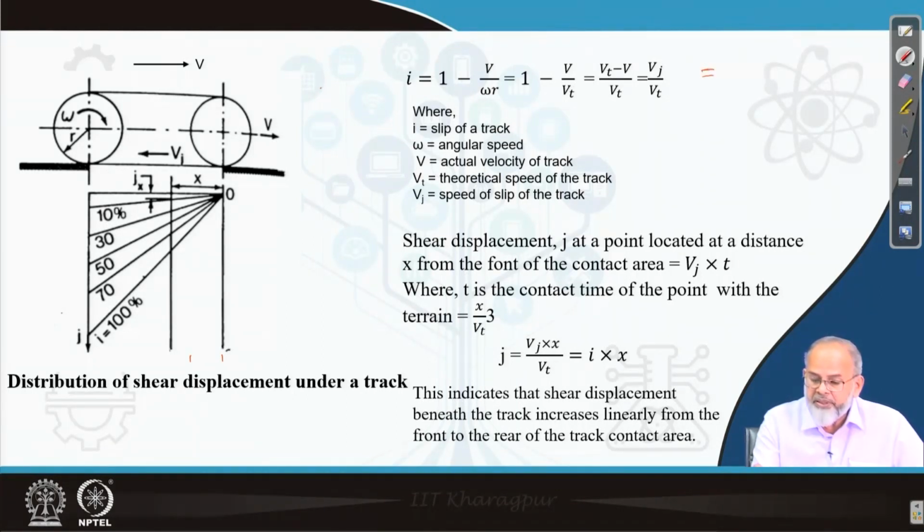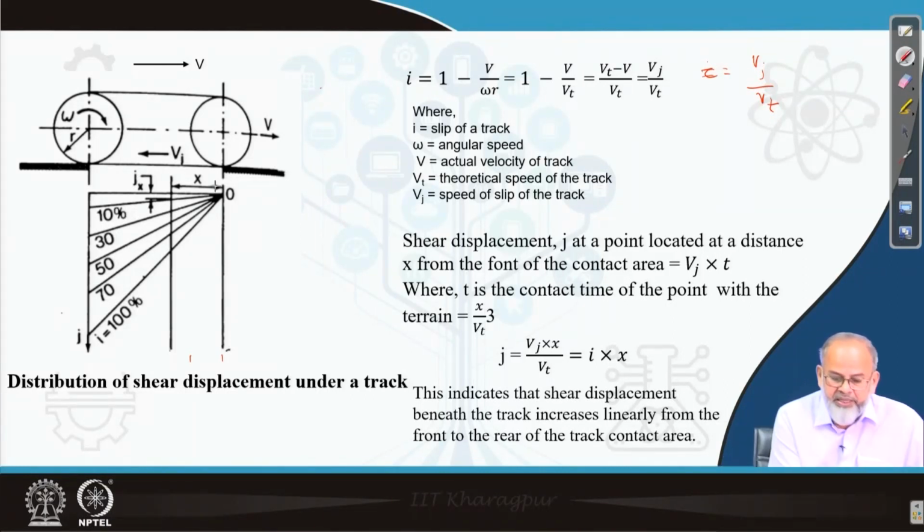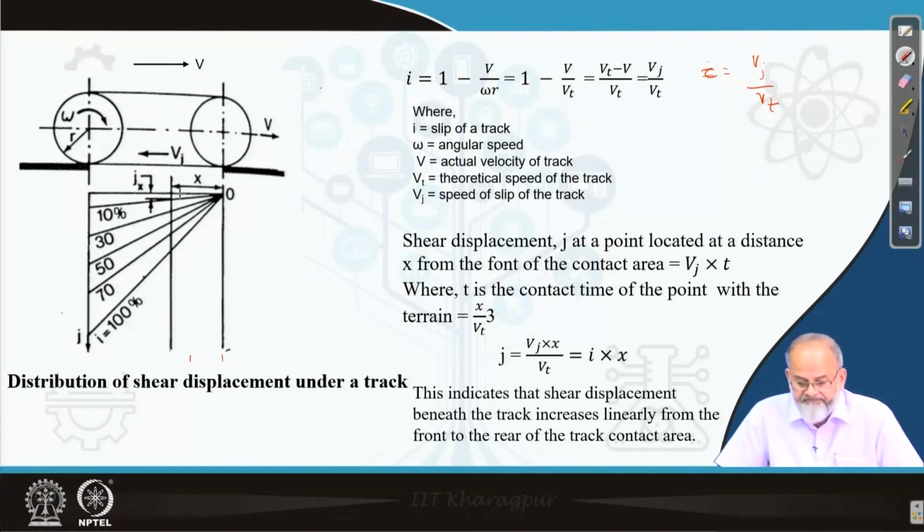So I can be written as Vj by Vt, where I is the slip of the track, and omega is the angular speed, V is the actual velocity of the track, Vt is the theoretical speed of the track, and Vj is the speed of slip of the track. Now suppose I am interested in finding out shear displacement at a point which is at a distance x from the front end of the contact area.